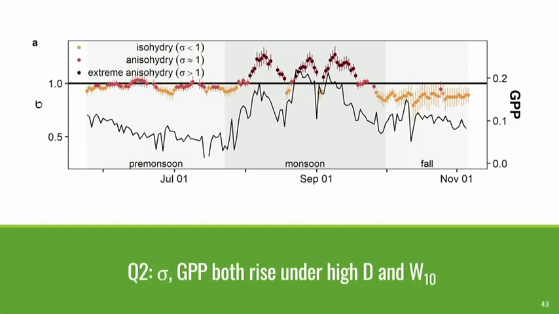GPP and sigma actually responded to the environmental variables very similarly. They both were highest under a combination of very dry air and very wet soils. That combination of plenty of water in the soil and dry air sucking the water from the plant was when we had the highest sigma: extreme anisohydry, very relaxed and open stomata, and also a lot of productivity because the stomata are open, so the CO2 can go in, right?